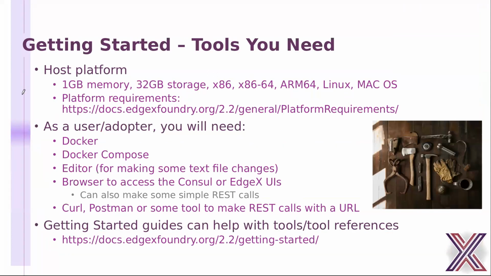So if you are an adopter, what do you need? Well, you need some tools. You're going to need a host platform. Now, ideally, you want that platform to have about a gig of memory and about 32 gigs of storage. Yes, you could probably actually get away with a little bit less.